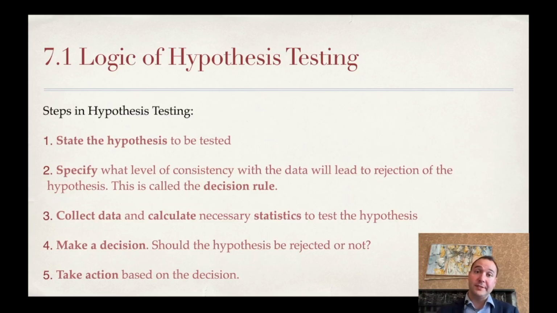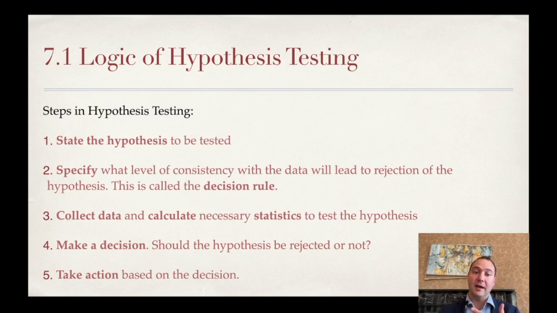So what are the steps in testing a hypothesis? First, we state the hypothesis to be tested. In other words, what is the assumption about the population that we have that we want to test? Second, specify what level of consistency with the data will lead to rejection of the hypothesis. This is called the decision rule. In other words, how confident do we need to be? How much information do we need to reject our current assumption?